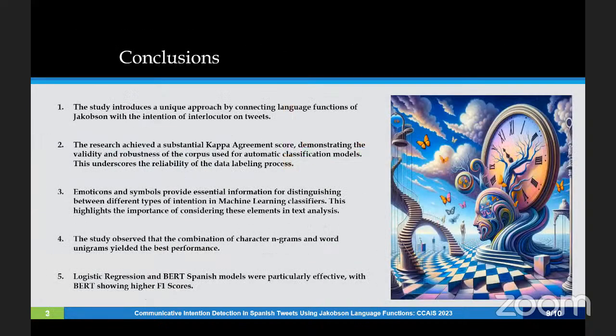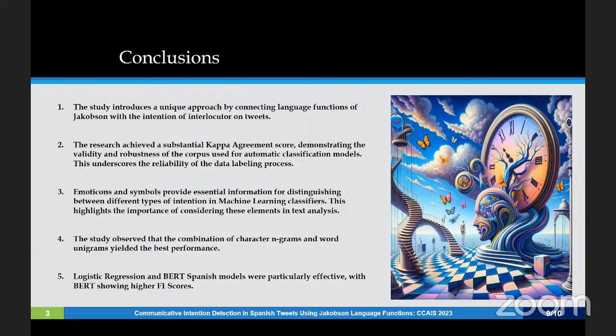Well, our conclusions are the following. In first place, the study introduced a unique approach by connecting language functions of Jakobson with the intention of interlocutor on tweets. In second place, the research achieved a substantial kappa agreement score, demonstrating the validity and robustness of the corpus used for automatic classification models. This underscores the reliability of the data labeling process.